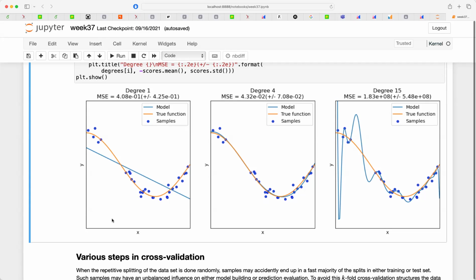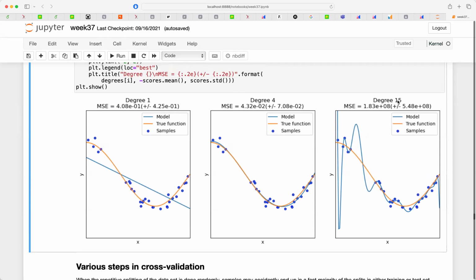Now, the fits which you make here get better and better. With degree 4, you have a mean squared error which is 10 to the minus 2, so it's pretty small. This quantity here is the standard deviation of the mean squared error. That is the variance of the mean squared error, but you take the square root of it. So this tells you that you have a mean squared error of 10 to the minus 2 plus minus an error.